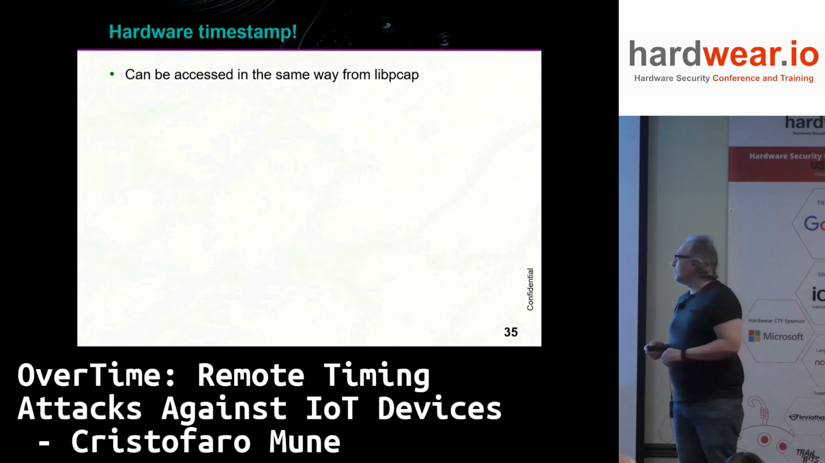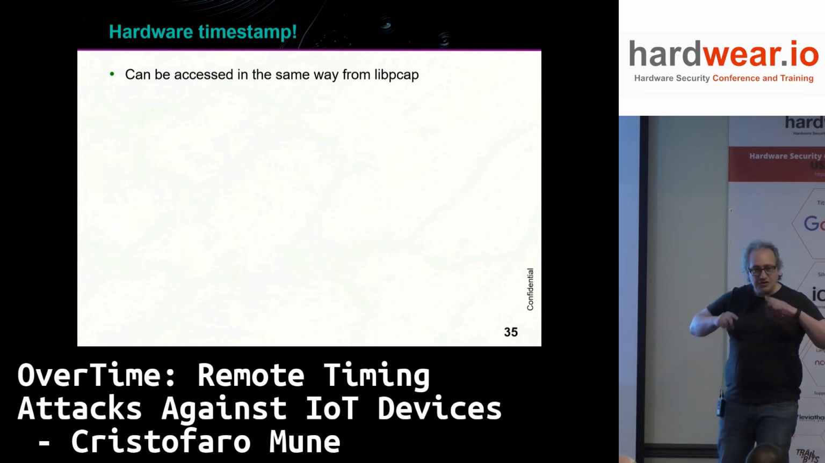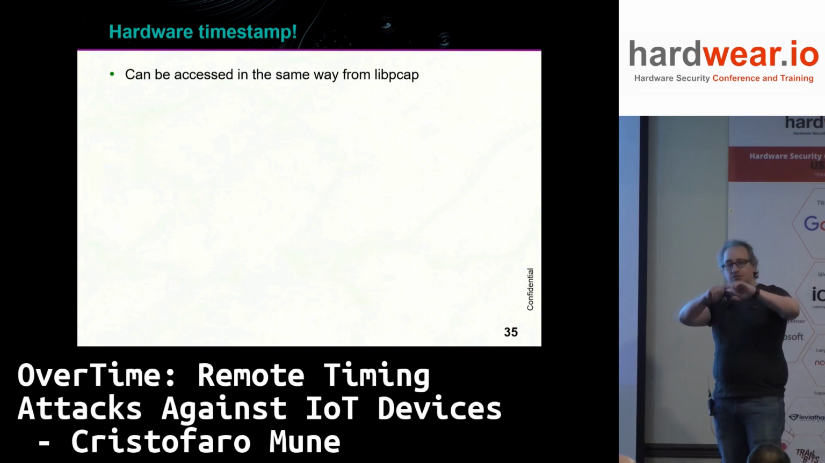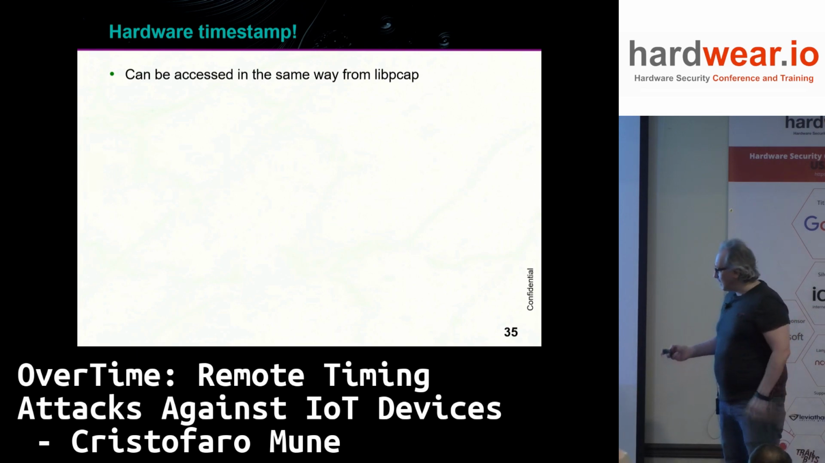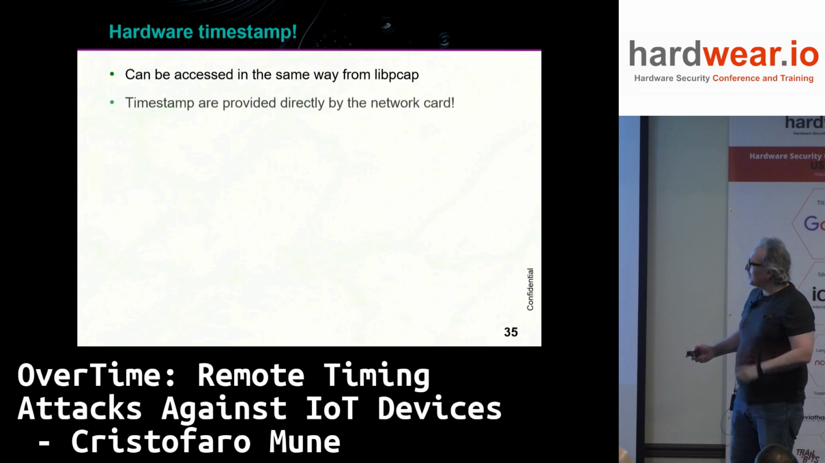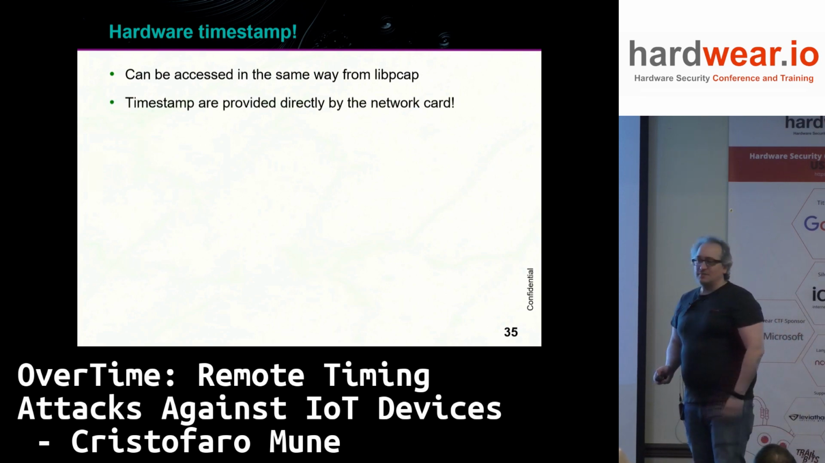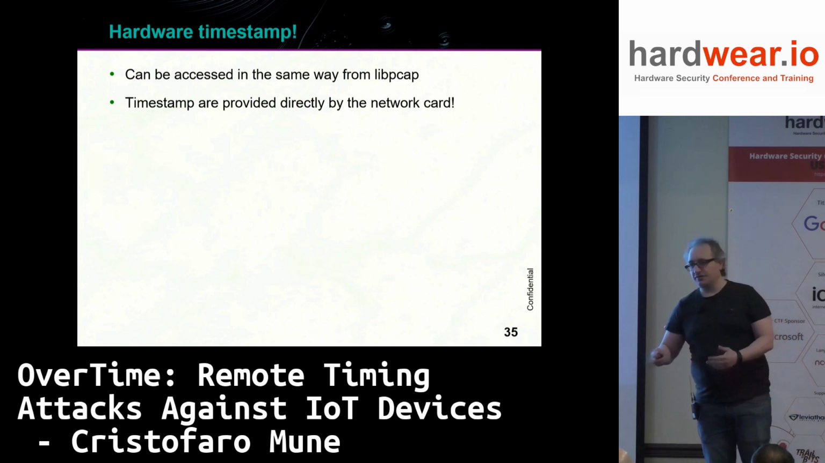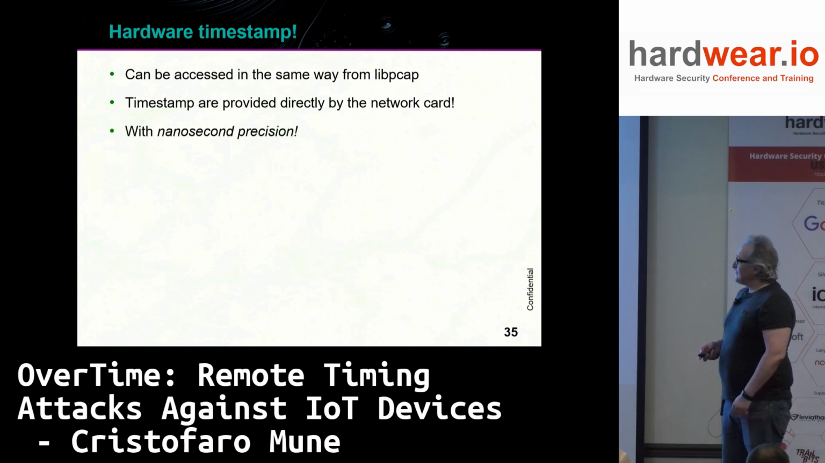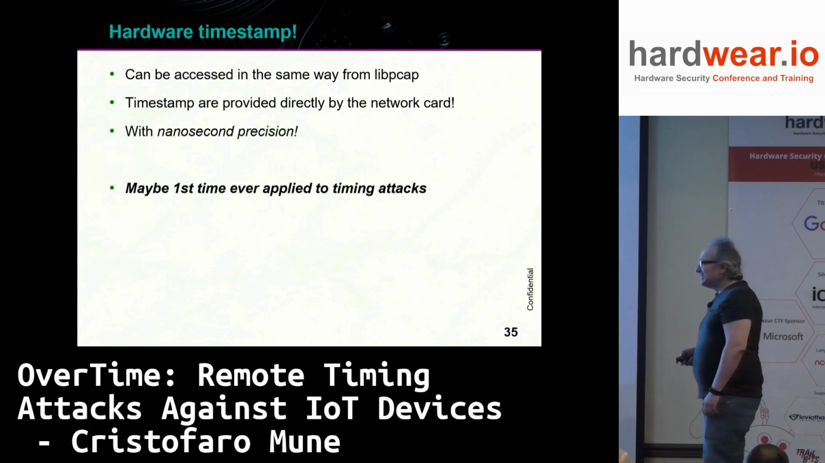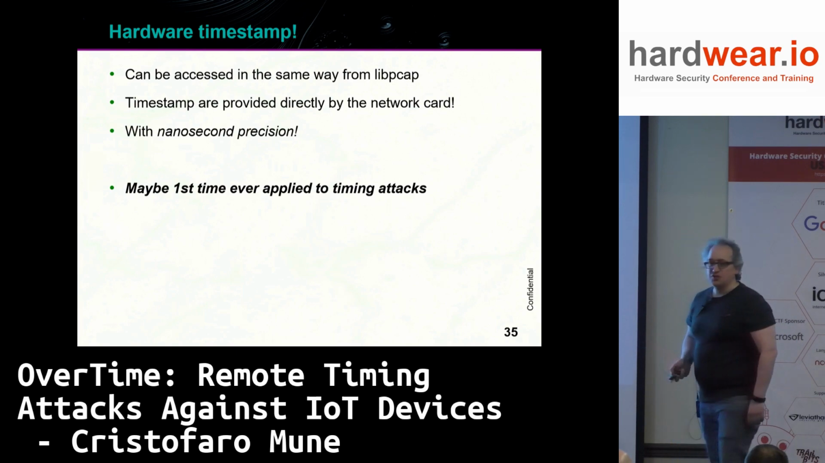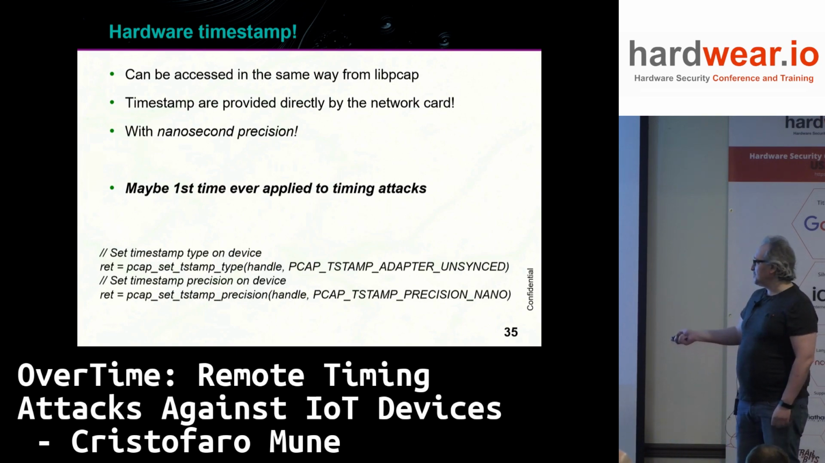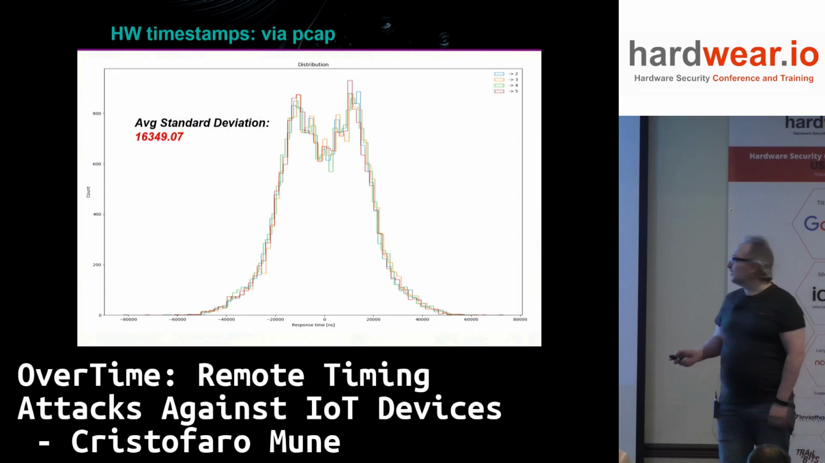Let me show you how that can be done. It's actually the same structure. I need to just change a few lines, actually one line, one macro, and these timestamps are provided directly by the network card. As I said, there are a few caveats here, but with nanosecond precision. As far as I know, this is the first time this has been applied to a timing attack. I just need to change these parameters, and if my card supports it, I get it.